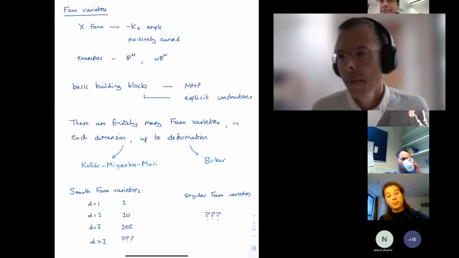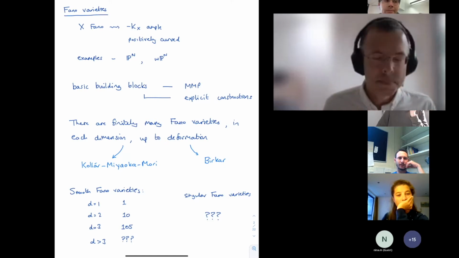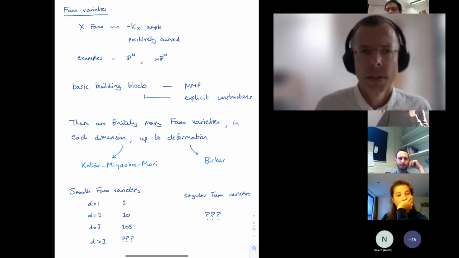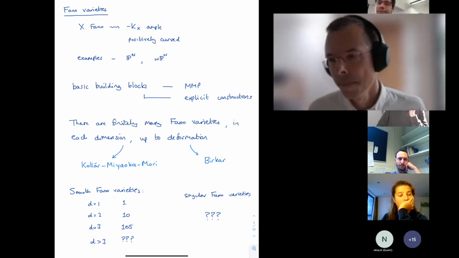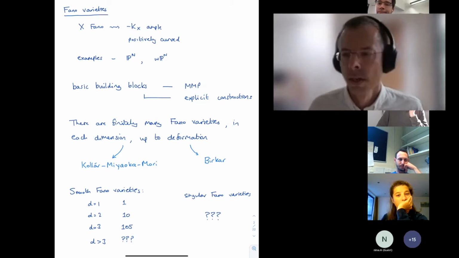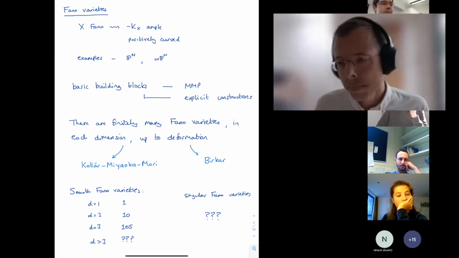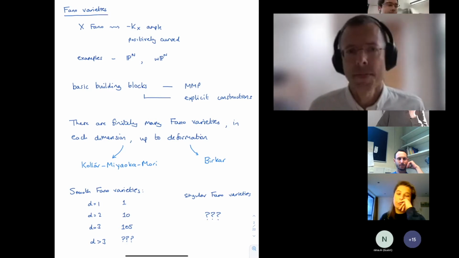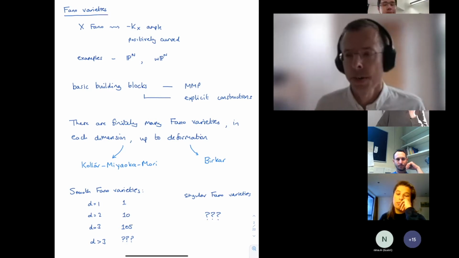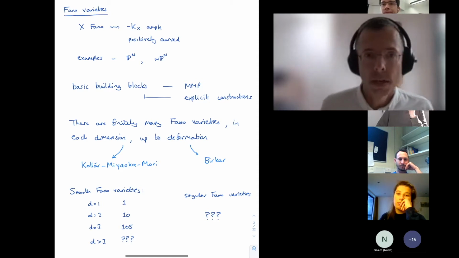Right. So the context for what I'm going to say is recent work on the classification of Fano varieties. And just to sketch the background, what's a Fano variety? It's an algebraic variety where the anti-canonical bundle is ample. So this is a positive curvature condition.